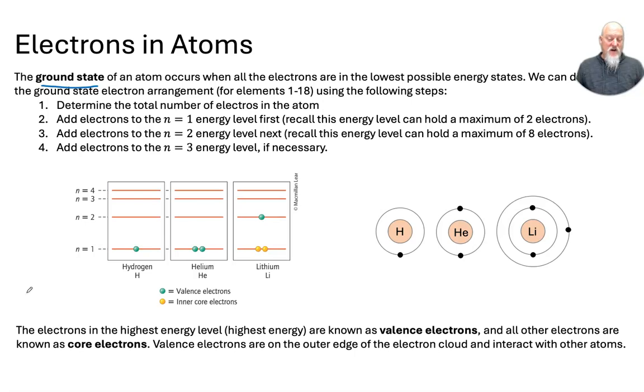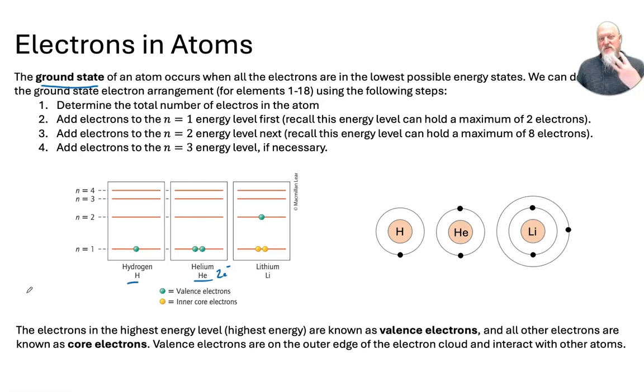So we can see hydrogen. Hydrogen has 1 electron, so that goes in the n equals 1 level. Helium has 2 electrons. Those 2 electrons can both go in the n equals 1 level because it can hold 2 electrons.